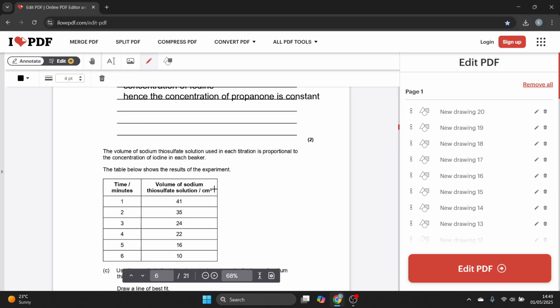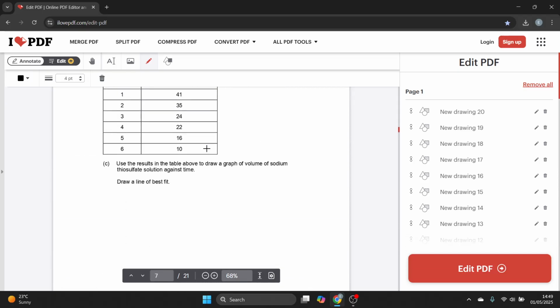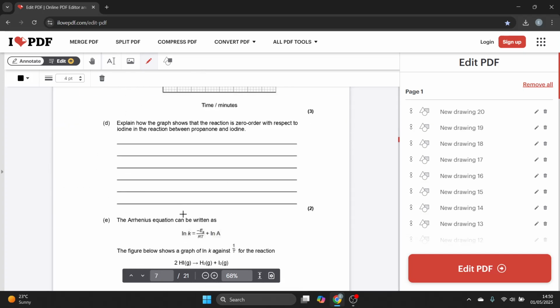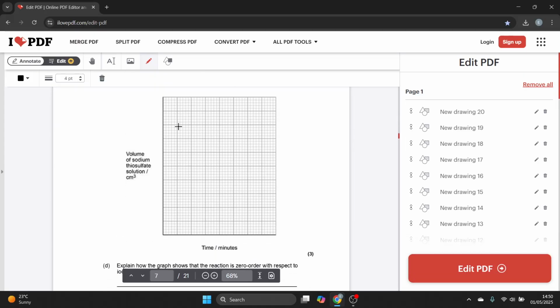It says, you draw your graph, and draw a line of best fit. So you know how to do this. Plot it, and then you just draw your straight line of best fit. Pretty nice 3 marks. I'm not going to fill in the axes.